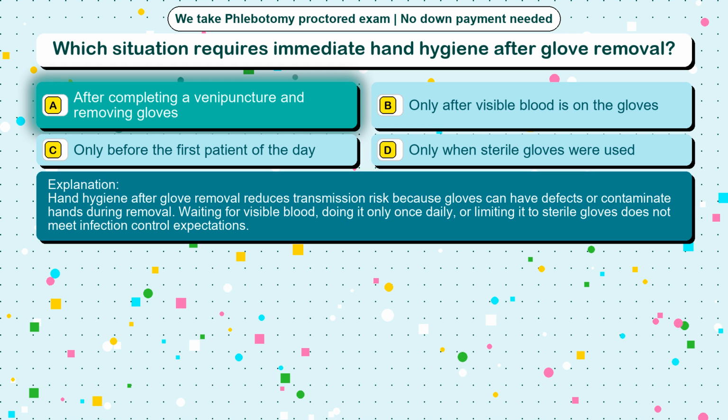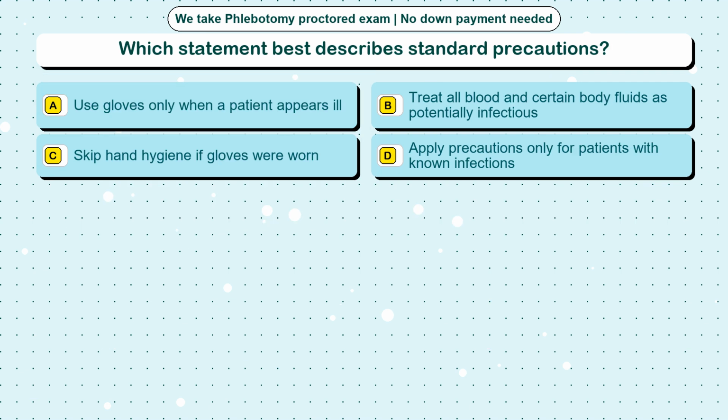Hand hygiene after glove removal reduces transmission risk because gloves can have defects or contaminate hands during removal. Waiting for visible blood, doing it only once daily, or limiting it to sterile gloves does not meet infection control expectations. Question 18. Which statement best describes standard precautions? Option A, use gloves only when a patient appears ill. Option B, treat all blood and certain body fluids as potentially infectious.